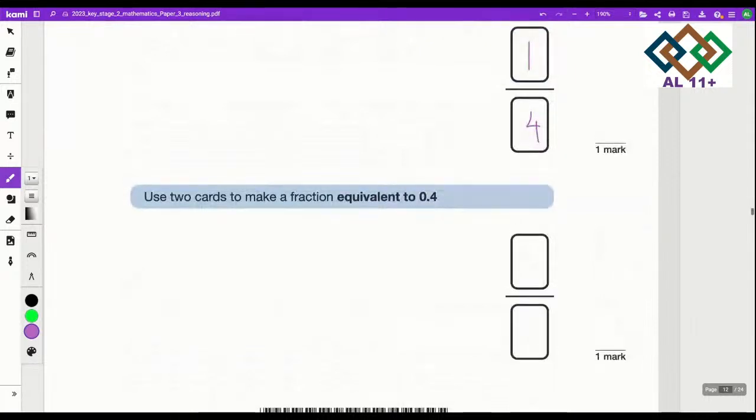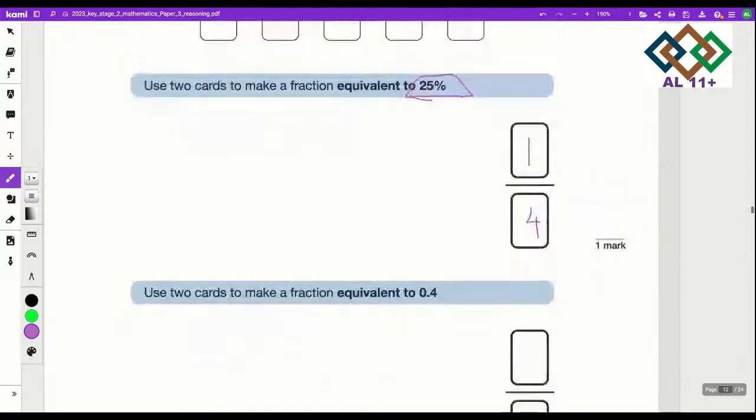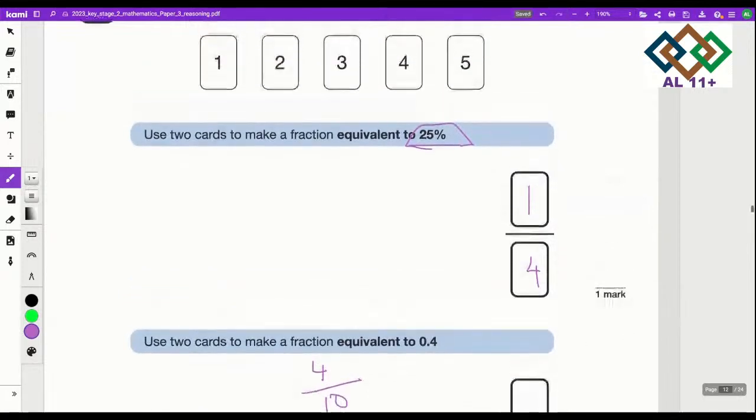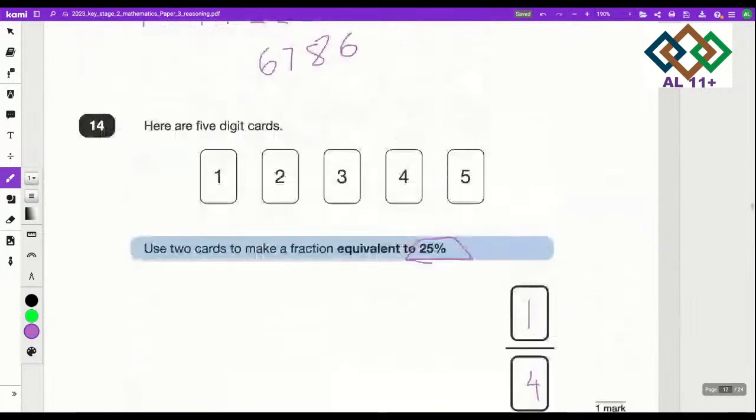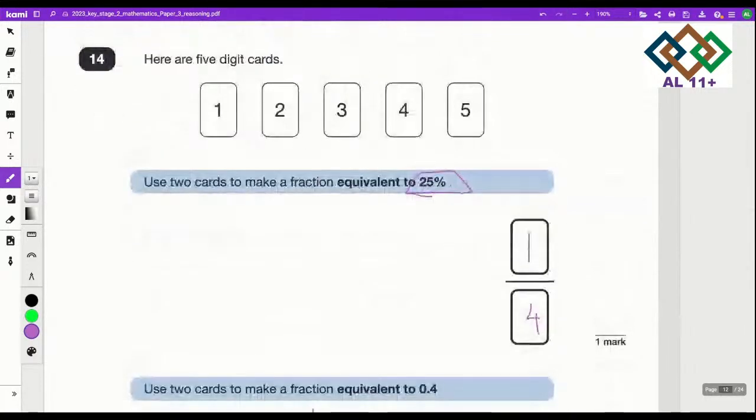which two cards to make a fraction which is equivalent to 0.4. So if you have 0.4, try making it like that, 4 over 10. So which fraction is equivalent to 0.4? So which one do you think is equivalent to 0.4? Anybody?